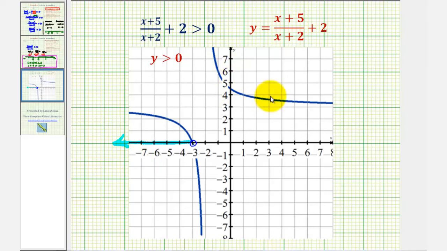Then looking at this piece here, notice how we have a vertical asymptote at x equals negative 2. But more importantly, notice how the graph is above the x-axis when x is greater than negative 2. So this would be an open point, and then to the right, notice how this interval graphed on the x-axis is the same interval we found on the previous slide as we see here.